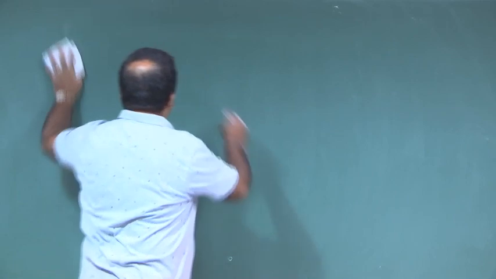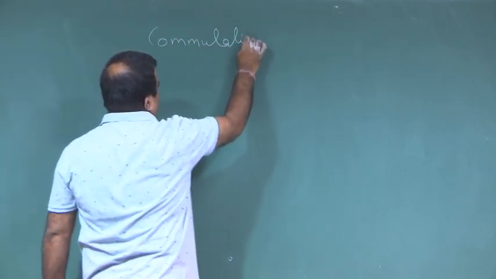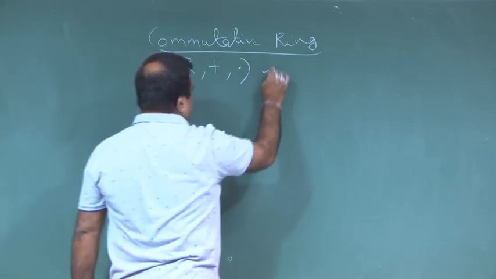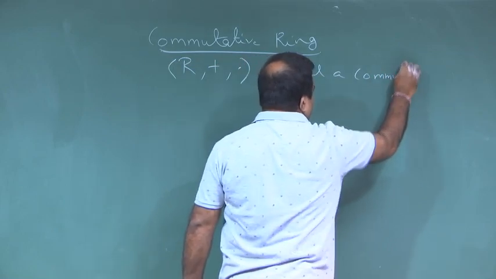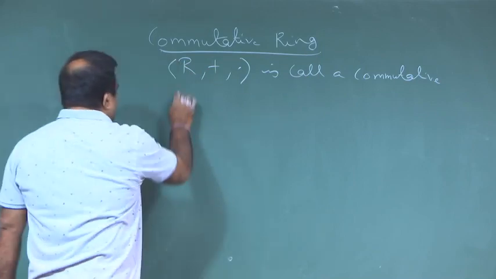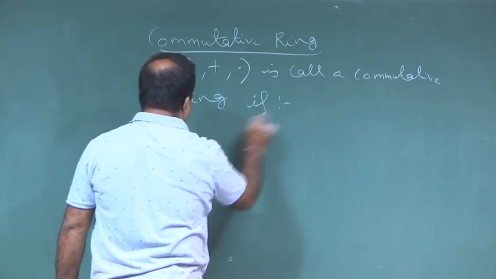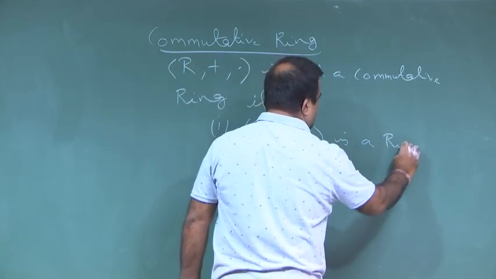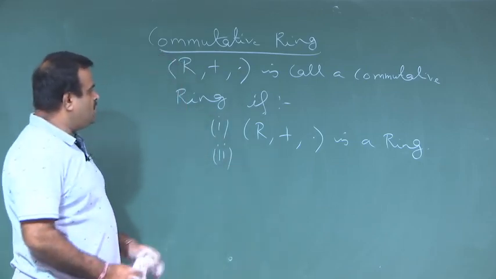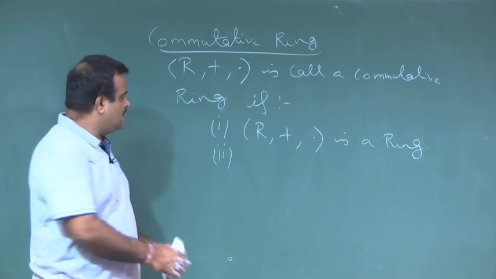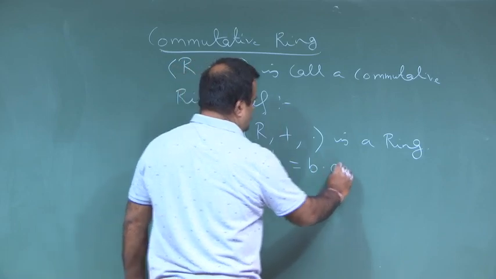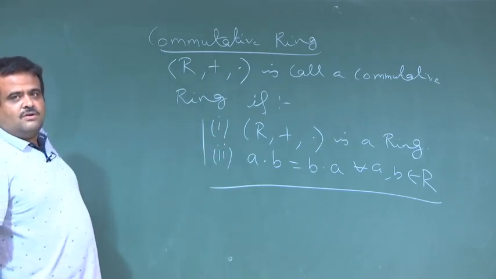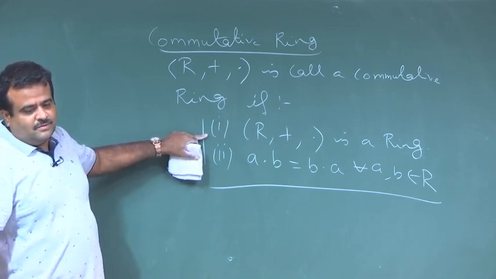So, this is called a commutative ring. R is called a commutative ring if, first of all, it has to be a ring, that means all the 9 properties must be satisfied. And it must be commutative in the sense of, because it is already commutative with respect to plus, and the star, the dot, must be commutative. If these two are satisfied, then it is called a commutative ring. And once it is a commutative ring, then the left distributive law and right distributive law are the same.